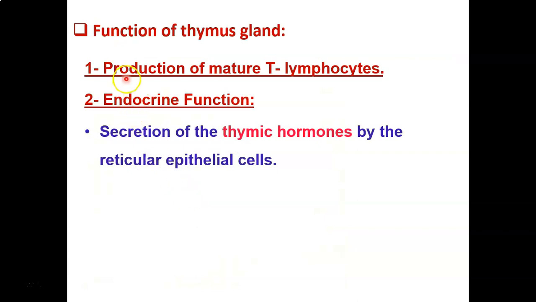Function of the thymus is production of mature T lymphocytes. Number 2: it has an endocrine function. Of course you will all tell me, yes Prof Hany, the reticular epithelial cells secrete thymic hormones, which help maturation of T lymphocytes.